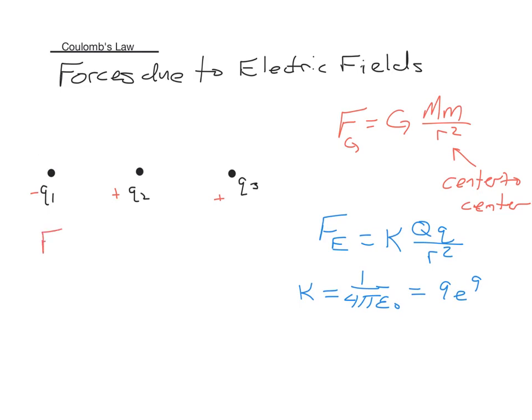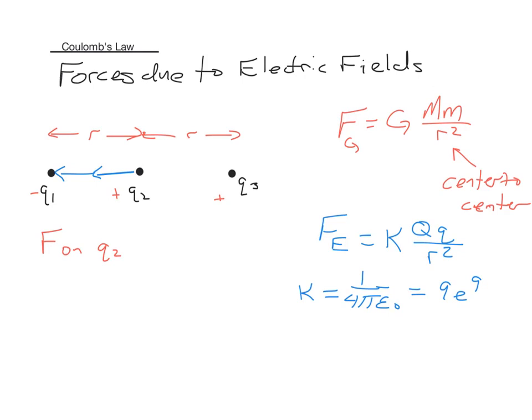So let's look for the force on charge 2. We know that like charges repel and opposites attract. So Q1 is going to attract Q2, and Q3 is going to repel Q2. We also have to know the distance between these charges. We'll make them both the same value as some R value.